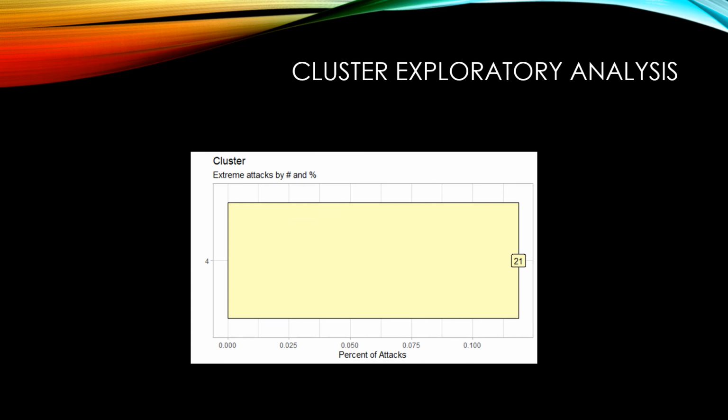I'm showing this chart not necessarily because I think it is visually stunning, but because I think it has a key insight. So this one is looking at the number of extreme attacks and percentage of extreme attacks. And what I found was that cluster number 4 actually has all of my extreme attacks. And it also represents more than 10% of the attacks within cluster number 4. So it's going to kind of be a theme moving forward. You'll see that cluster number 4 is by far my deadliest cluster.